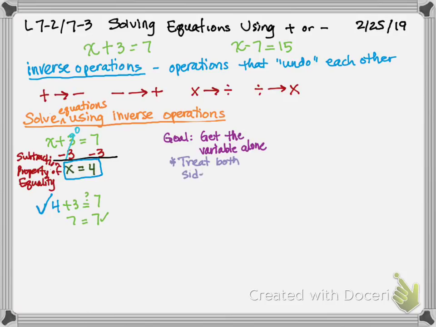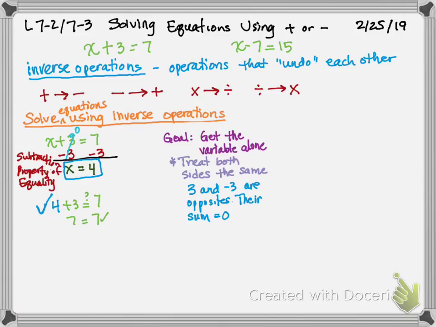So I treated the left by subtracting 3, the same as I did the right by subtracting 3. And then again, we said 3 and negative 3 are opposites. Their sum equals 0. Okay, and that actually illustrates another property called the inverse property of addition. When I add opposites, I get 0.